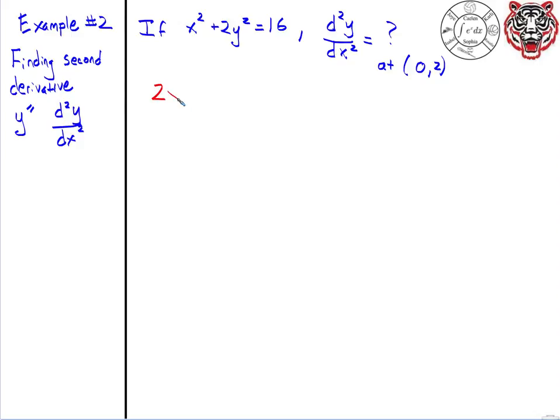2x plus 4y times y prime equals 0. Okay. Let's solve for y prime now. Subtract the 2x, so you have 4y prime equals minus 2x. Trying to isolate that y prime. And then finally, y prime is now isolated, and it is equal to negative 2x over 4y.